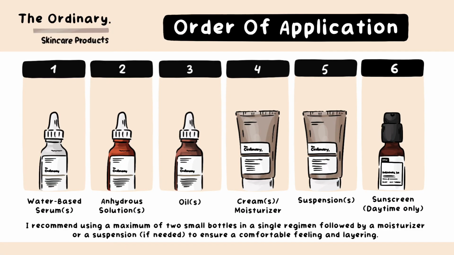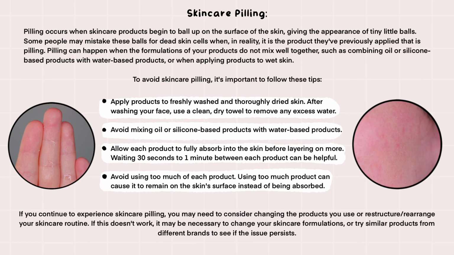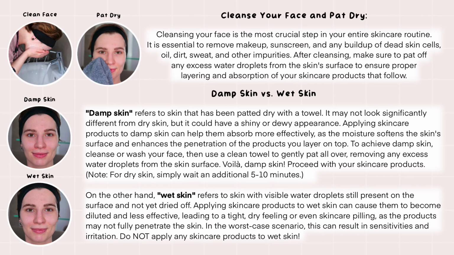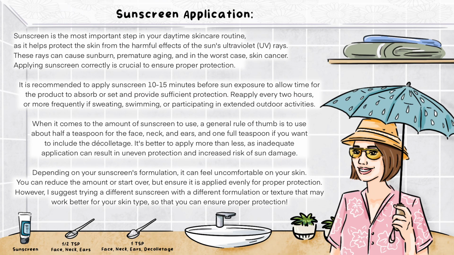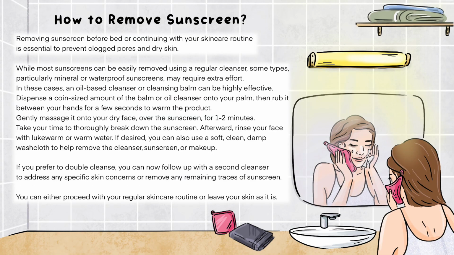when using the Ordinary products, some general skincare tips, the difference between wet and damp skin, and lastly, a sunscreen application and removal guide. It's all in the PowerPoint, which you'll find in the description box down below, and you can even save it to your device. Now that you know what's important when working with the Ordinary EUK, let's head into the application.